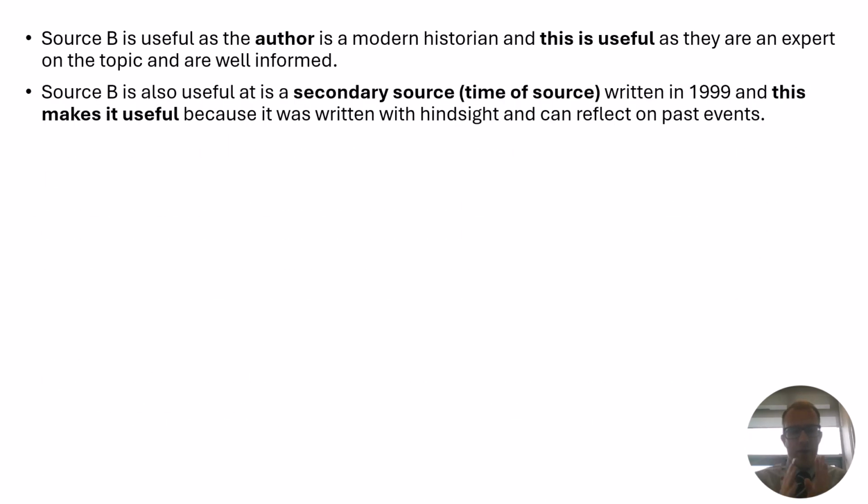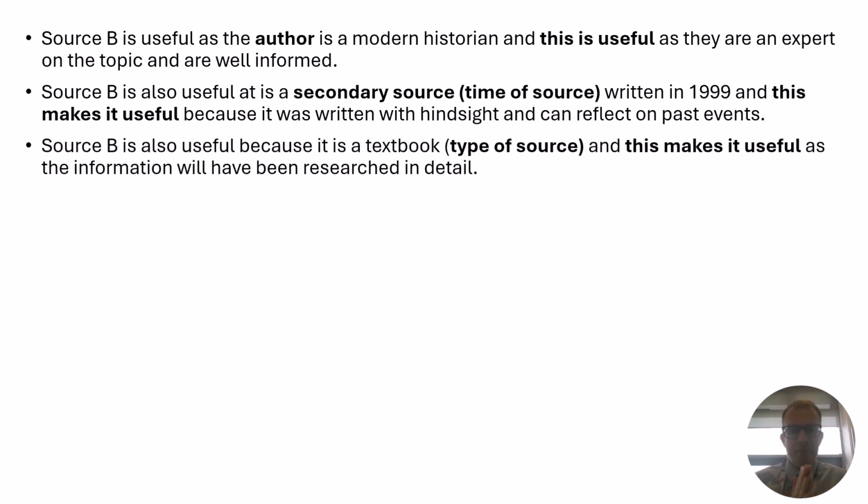The second one is the time of the source. So 1999 is well after the time of the beer hall putsch. 1923 was the beer hall putsch. 1999 is secondary. So a secondary source can look back on the event, reflect on it, use hindsight. That means they can look back and add details or facts, and this makes it useful.